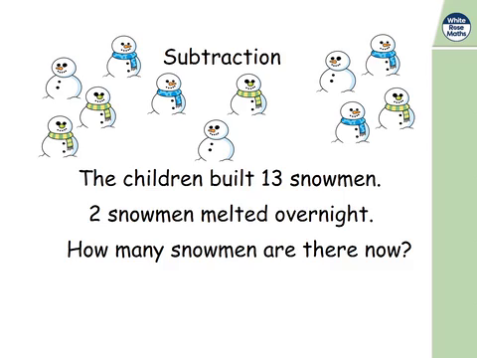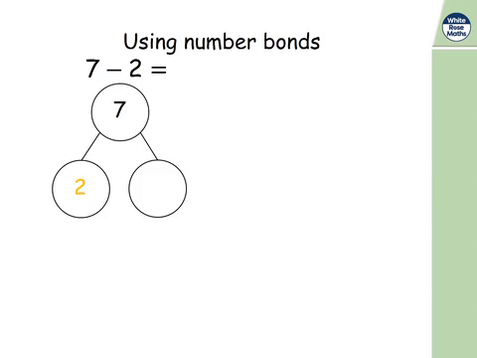Let's write a subtraction sentence. 13 snowmen, subtract the 2 snowmen that melted, and now there are 11. Well done. Let's think about using number bonds for this subtraction sentence.